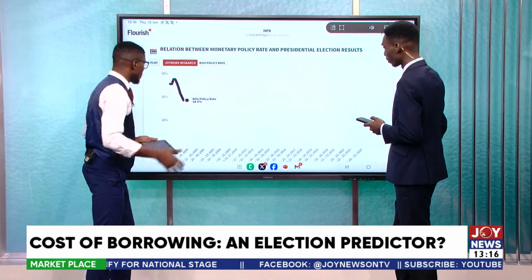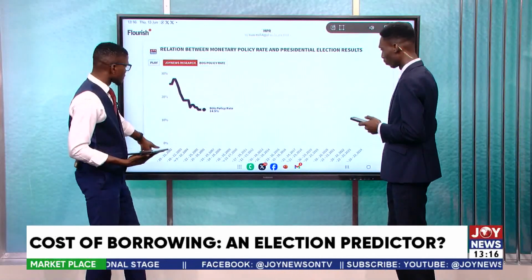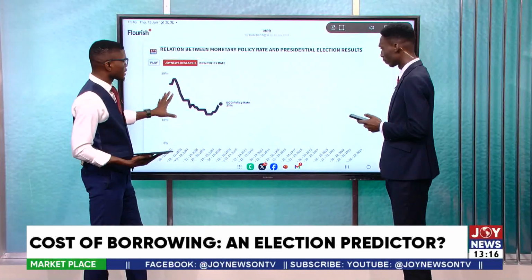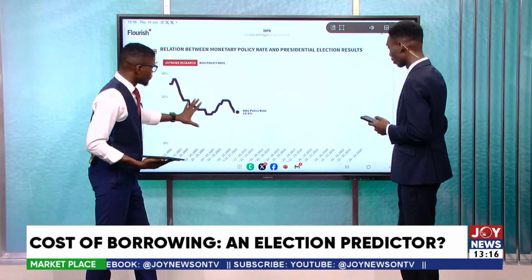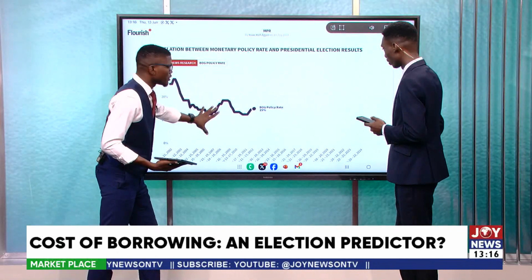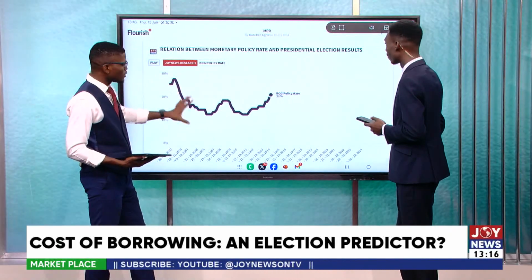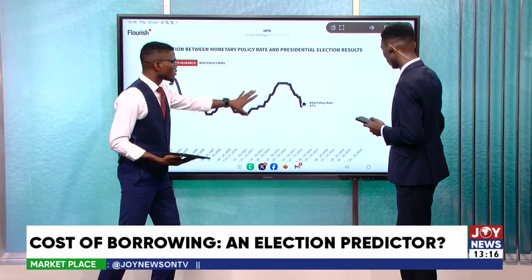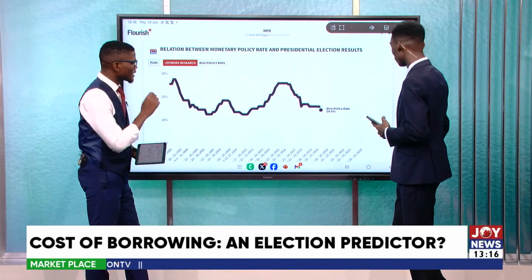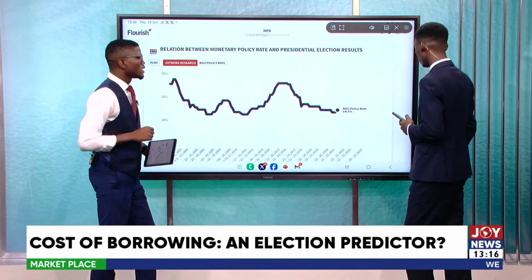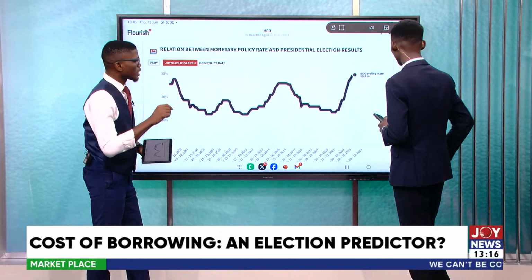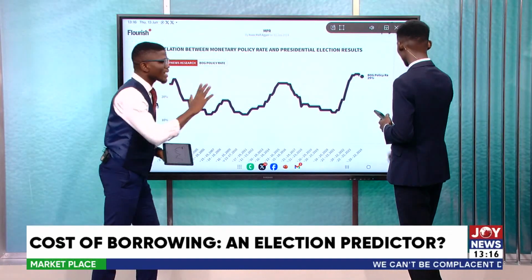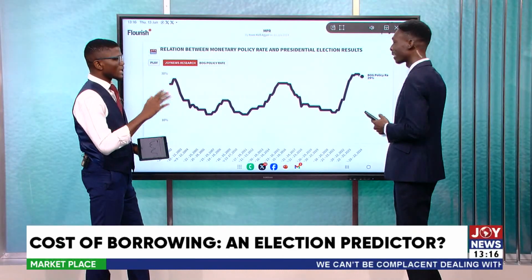So this is the monetary policy rate right from 2002, and you see cyclical movement there. We're going to allow the animation to complete. Then we'll tell you the stories that the different peaks or the maximum points you see in this animation, how it relates with our presidential election. So it is done. Currently, the rate is 29%.